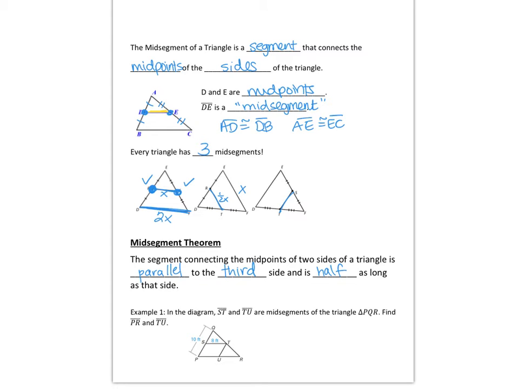It doesn't matter. Okay, so in example 1, we know that ST and TU are both mid-segments of the triangle. So it just tells you right away that they're mid-segments. Find PR. Well, PR is going to have to be double ST, so it's going to be 16. And then find TU. Well, TU is going to have to be half of the 10. So the mid-segment, the smaller one's always going to be half of the bigger one.